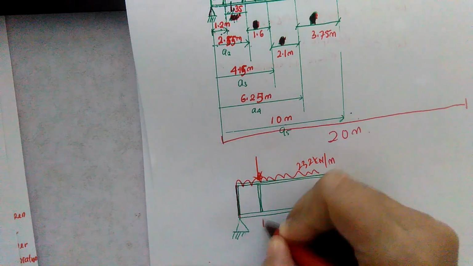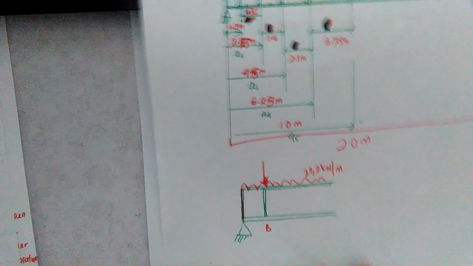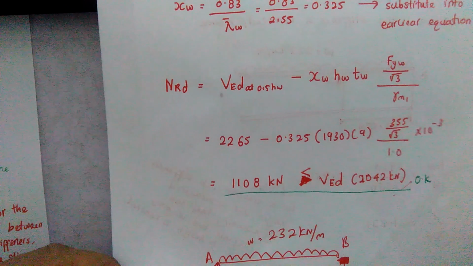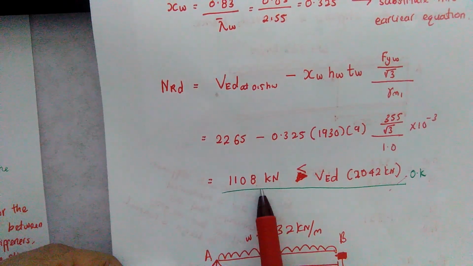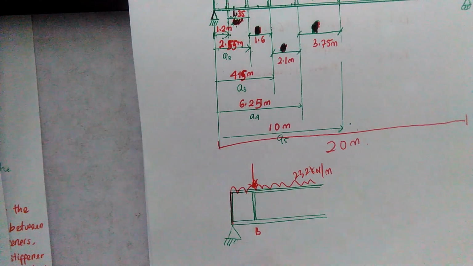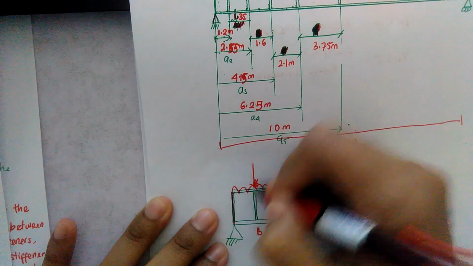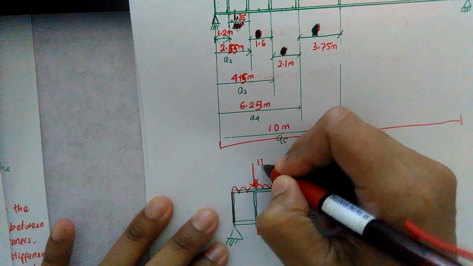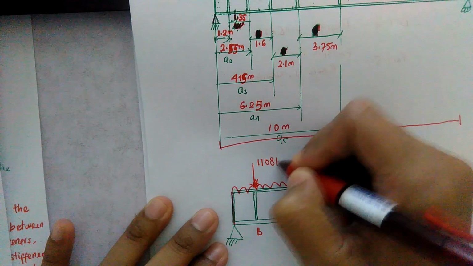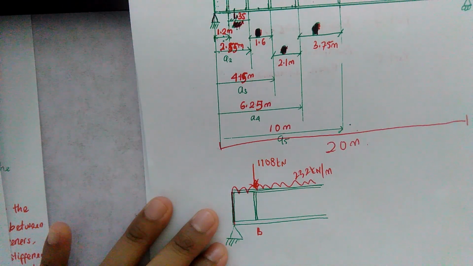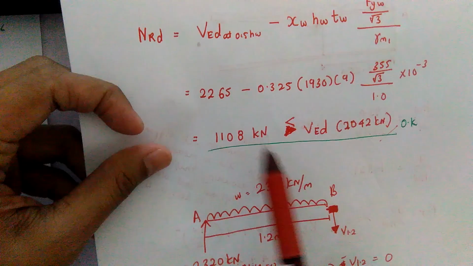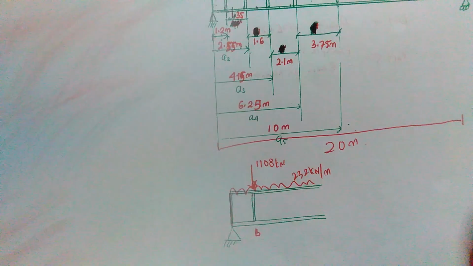be carried at point B, for stiffener B, which was calculated previously in NSRD, is 110.8 kilonewton. So the design load for stiffener B is 1108 kilonewton. By knowing this value, 1108 kilonewton, we also know that the shear at that particular point is 2042 kilonewton.